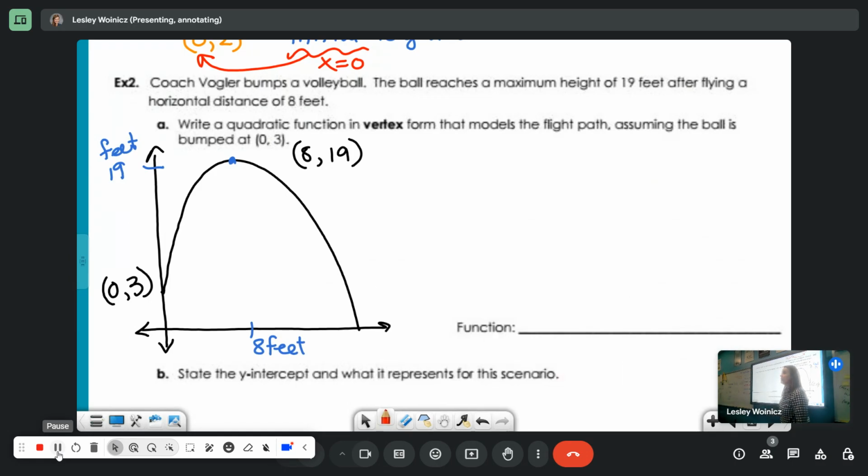Okay, I like to label my H, my K, and my X and Y so that I substitute everything in the correct spot. So I'm labeling my 8 as my H, my 19 is my K, and then my 0 and my 3 are just the X and Y on the parabola. I just need any X and Y, and they gave me those.